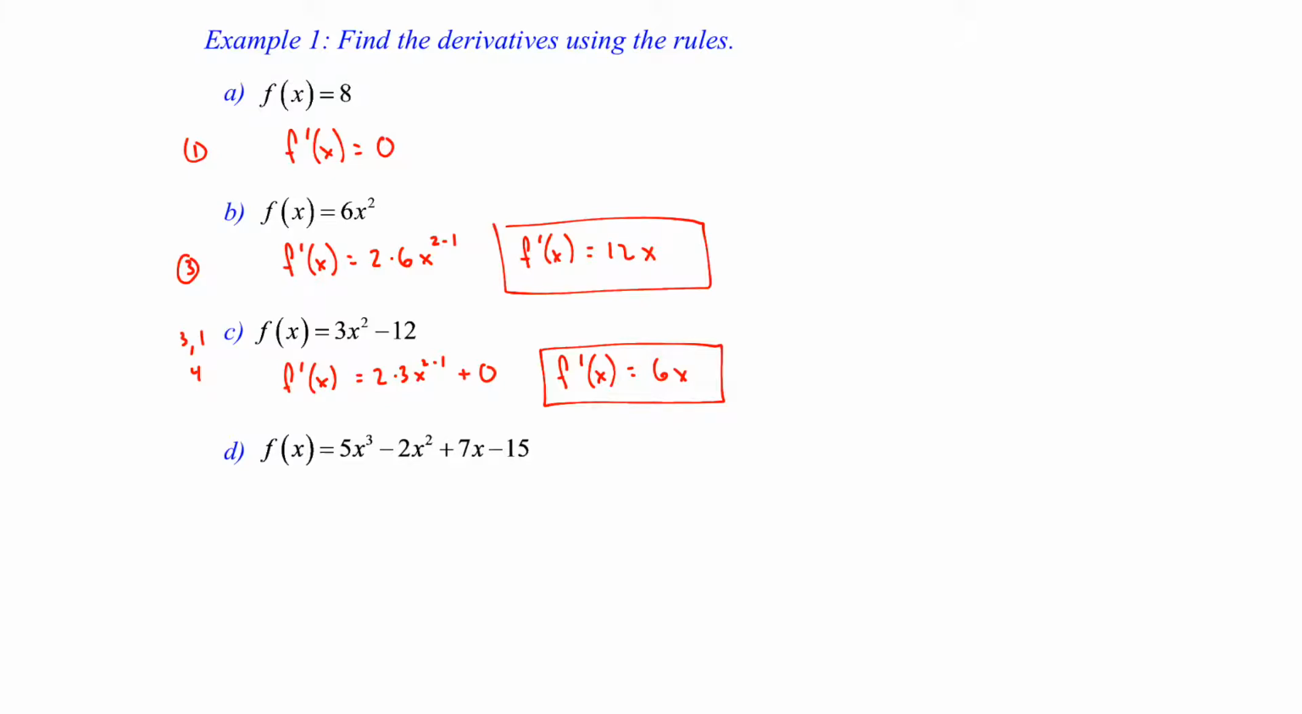D, same thing. You're going to be using 3, 1, and 4. It's just a polynomial. We're going to have to find the derivative of each individual term. So this one I won't show each individual part. We'll just do it together.